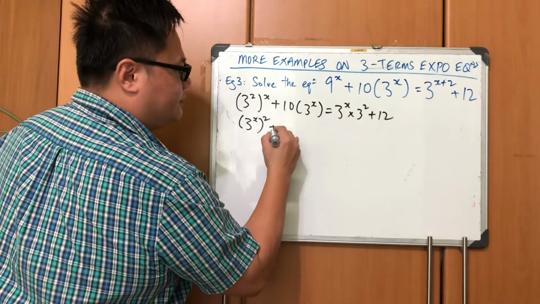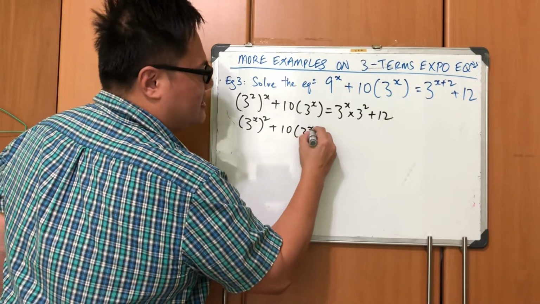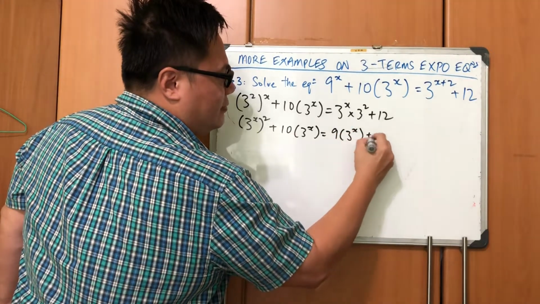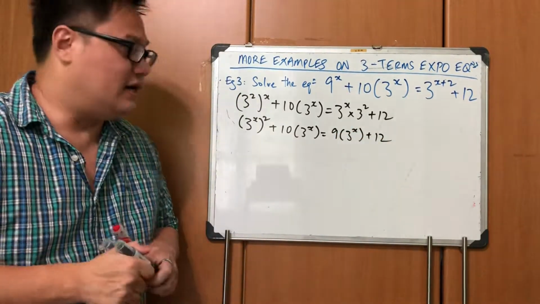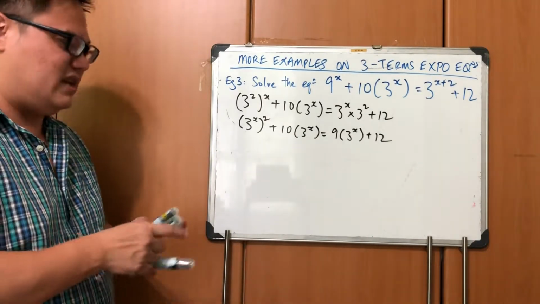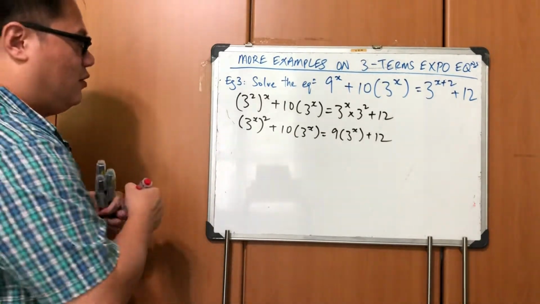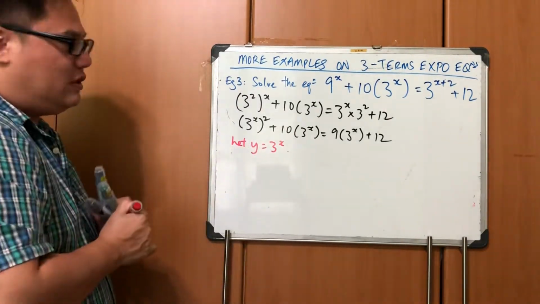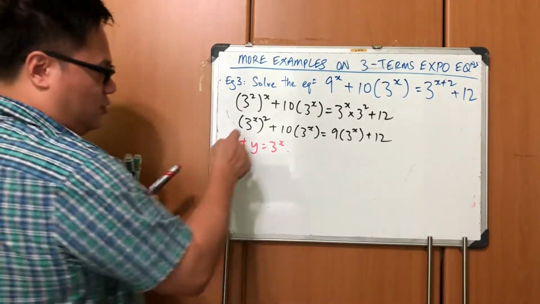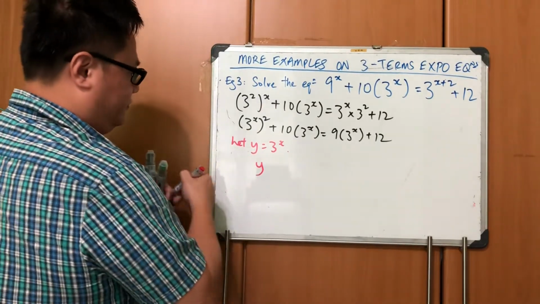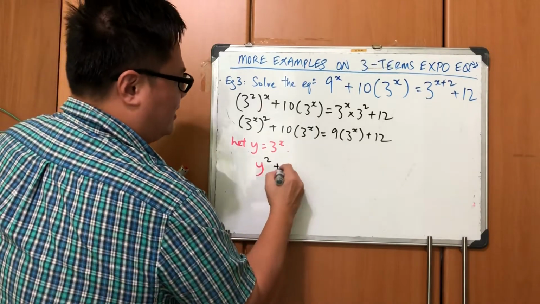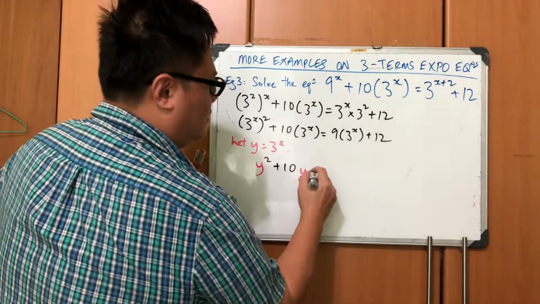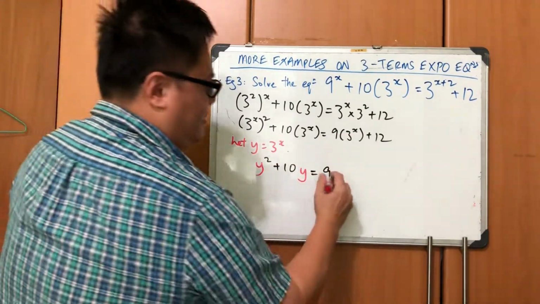So plus 10 times 3 to the power x equals 3 squared is 9, so 9 times 3 to the power x plus 12. Okay, so far so good. So over here, like I said, we use a substitution method. I let y be 3 to the power x. Now I replace all the 3 to the power x with y. So this is my y squared, plus 10y, equals 9y plus 12.